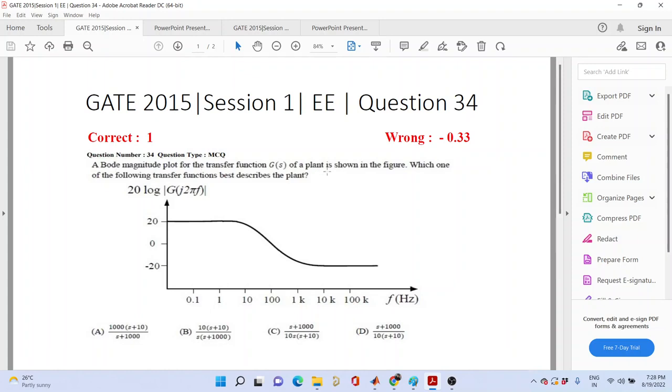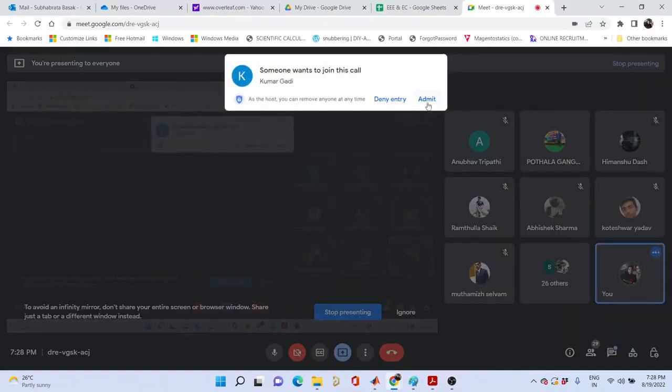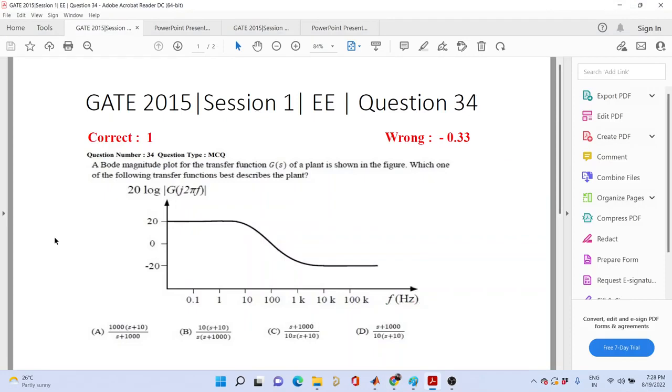So I'm starting with simple questions. This is another question which was given in GATE. Please take S as F itself. Do not put S is equal to j omega. A Bode magnitude plot has been given to you, and you are asked to find the transfer function whose Bode plot is given. I will give you another 3 minutes to solve it. It is a very simple question. Try and solve it within 3 minutes. It is 7:31 now. I will ask again at 7:33.